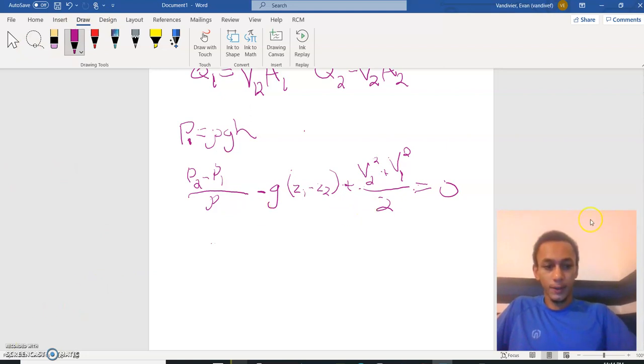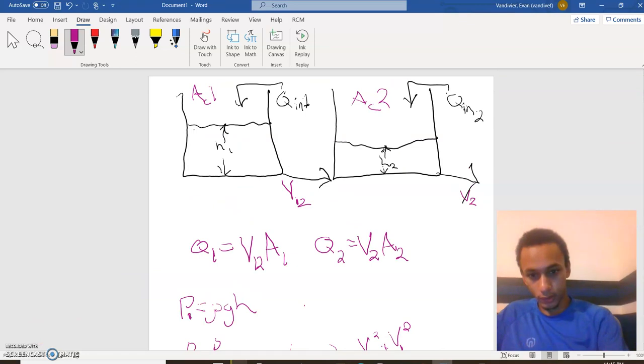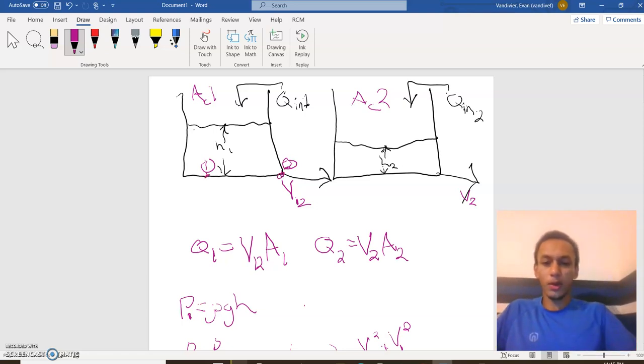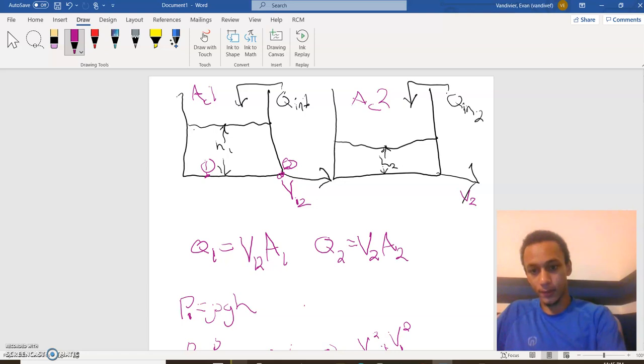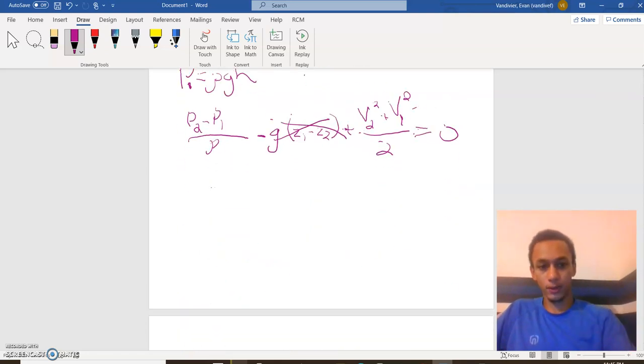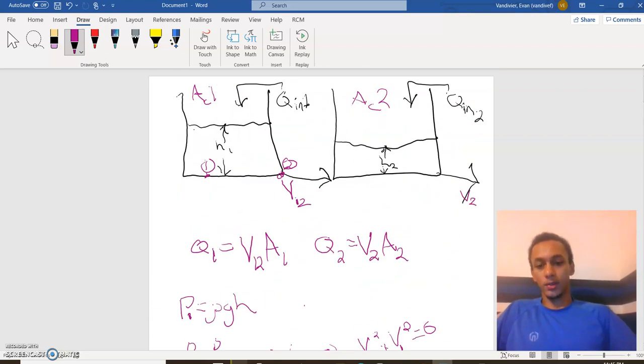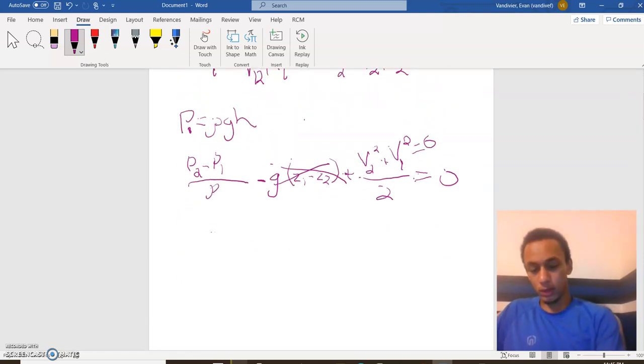Now, to get what we need, let's go back up to the top. We'll say this is point 2, this is point 1. Due to these, let's say point 1 and 2 are the same height, which means this here is just going to equal 0. As we further look, this is in a large area, so point 1 is going to have velocity of 0 for that. P2 is going to read the pressure. P1 is in a large cross-sectional area, gauge pressure. Absolute, it's not going to change.